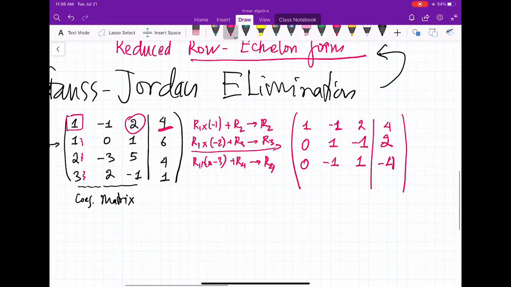Then move to the next one. 0 in here. Negative 3 with negative 1 is 3. Plus 2 is 5. Negative 3 with 2 is negative 6. It's negative 6 minus 1 is negative 7, right? And then negative 3 with 4 is negative 12. Plus 1 is negative 11. Okay.